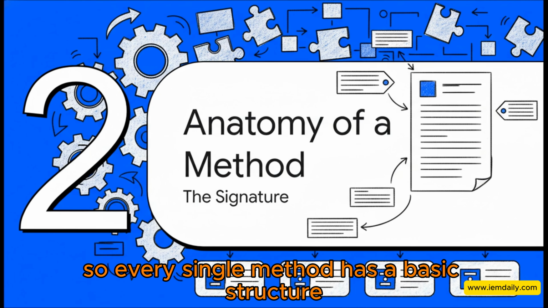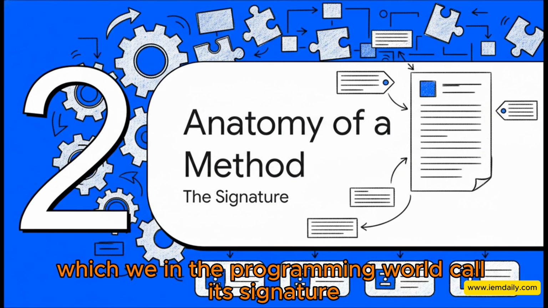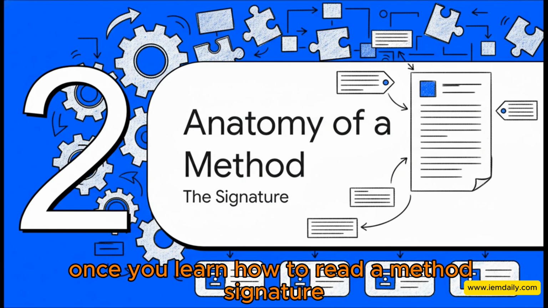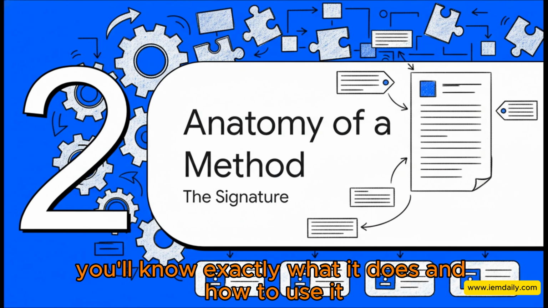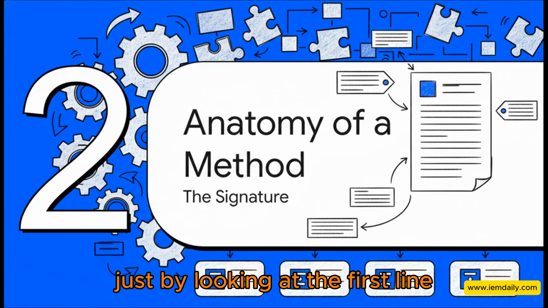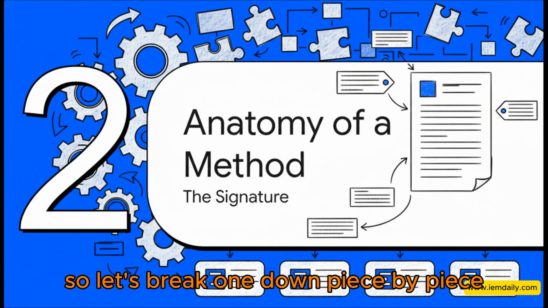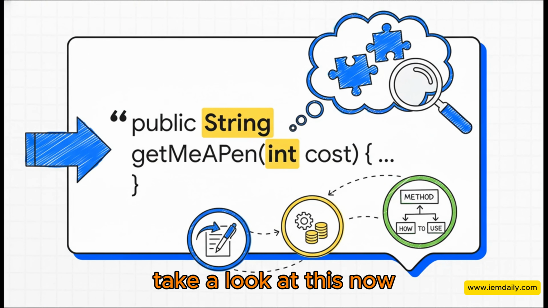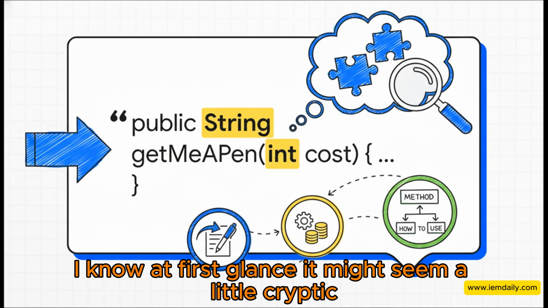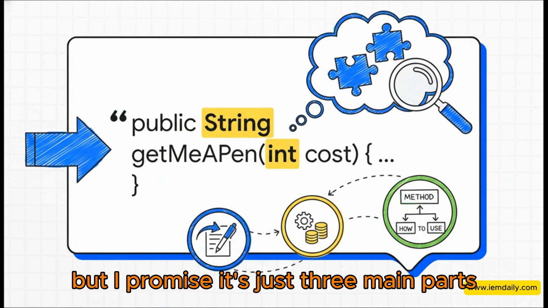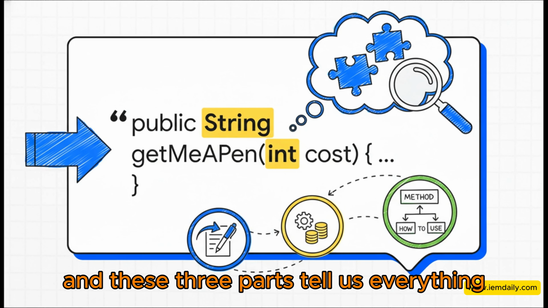Okay, so every single method has a basic structure, which we in the programming world call its signature. Once you learn how to read a method's signature, you'll know exactly what it does and how to use it just by looking at the first line. So let's break one down, piece by piece. Take a look at this. Now, I know at first glance it might seem a little cryptic, but I promise it's just 3 main parts. And these 3 parts tell us everything we need to know.